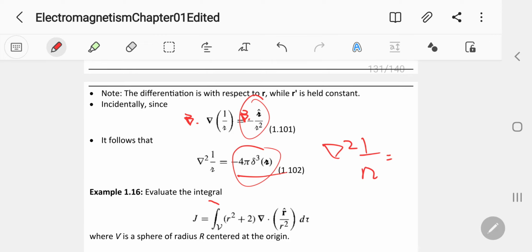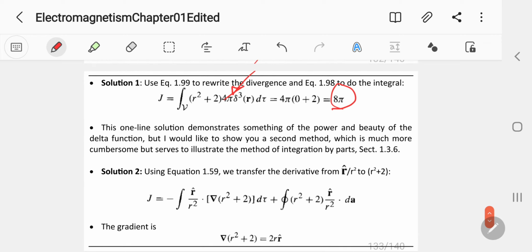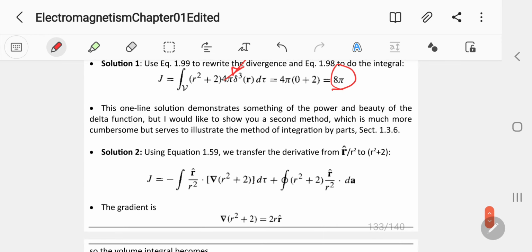So we can now evaluate this integral, and using the Dirac delta identity here, we can solve that j is actually equal to 8 pi. It's easy. But of course, if you want a longer solution, you can use the Green's theorem.